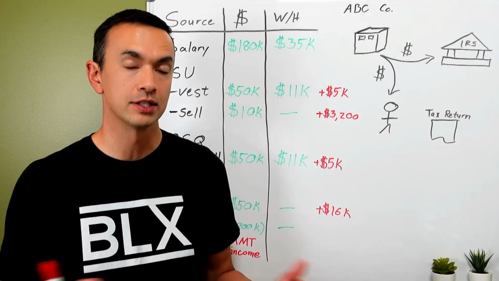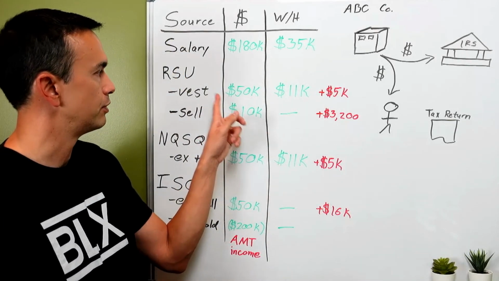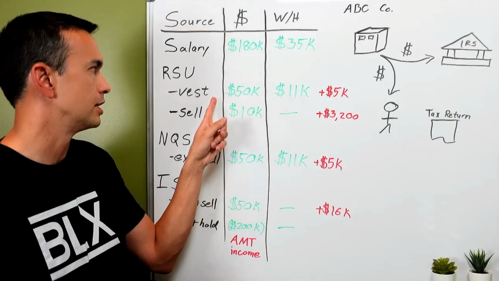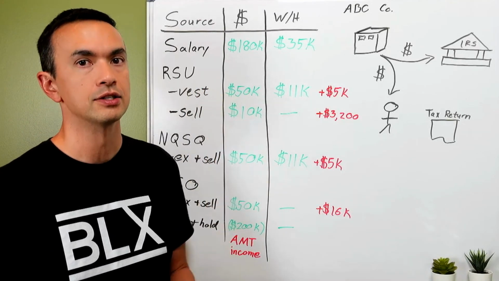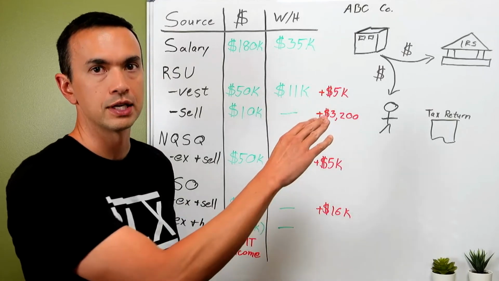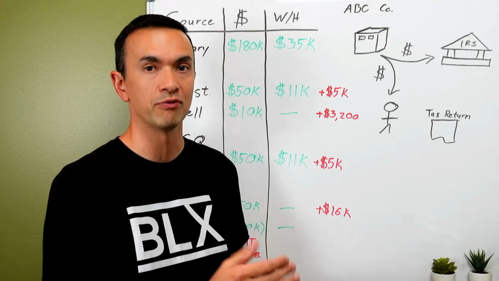Another thing that I know that some companies do, such as Google, is that they actually give you the option of changing the percentage that is withheld whenever your RSUs vest. And so instead of that default 22%, you can actually tell the company to say, hey, instead withhold 35%.